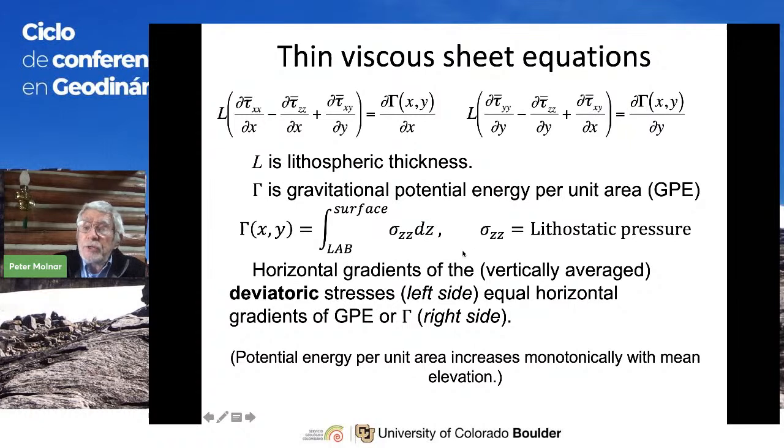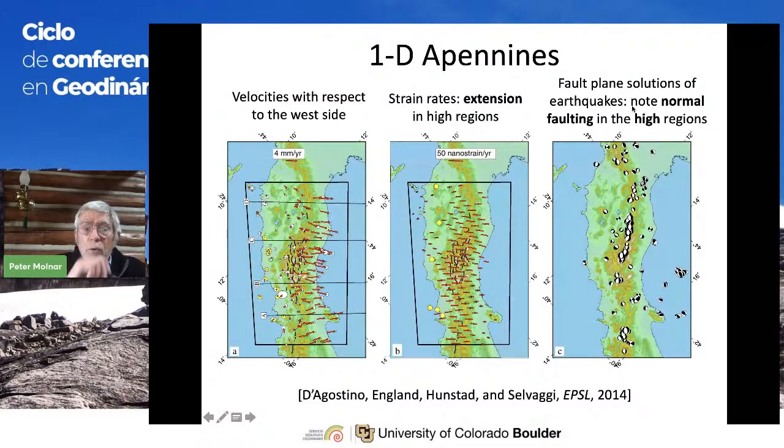And remember, the potential energy per unit area increases monotonically with mean elevation. Higher regions have larger gravitational potential energy than lower regions. So the nice example is we can do one dimension with the Apennines.